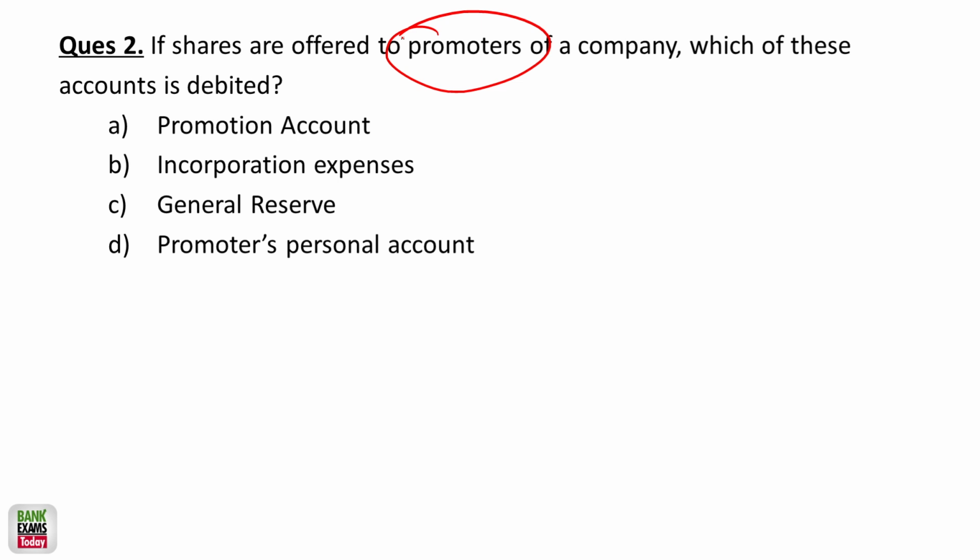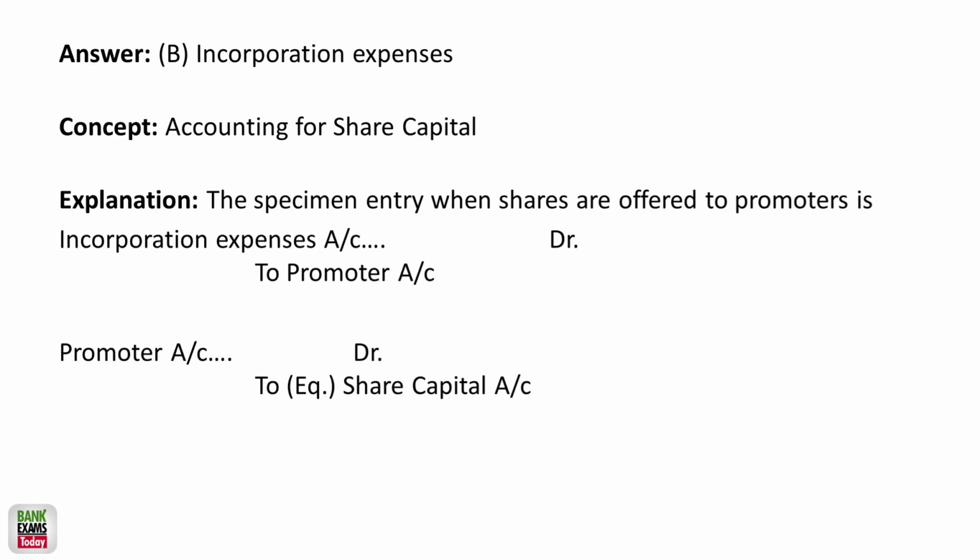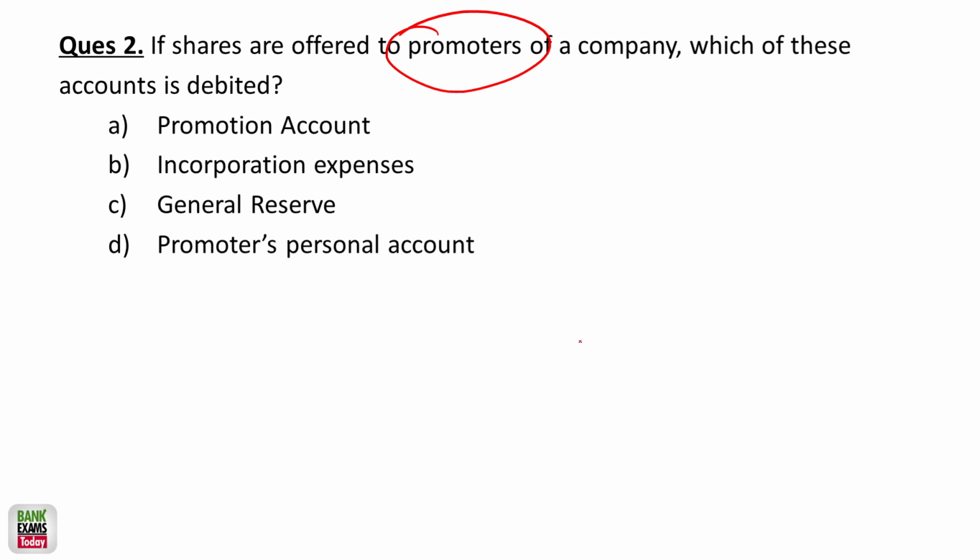So if shares are offered to the promoters of a company, which of these accounts is debited? You need to understand this journal entry. There is an incorporation expense. Incorporation expense is debited, the promoter is credited, and the share capital is credited. So all in all, you can cut out this entry. The incorporation expenses account is debited and the share capital account is credited. So this expense is moved to incorporation expenses. So incorporation expenses is the correct answer.